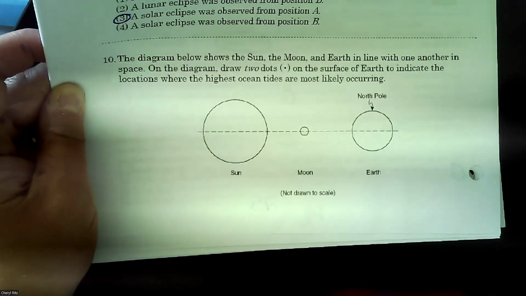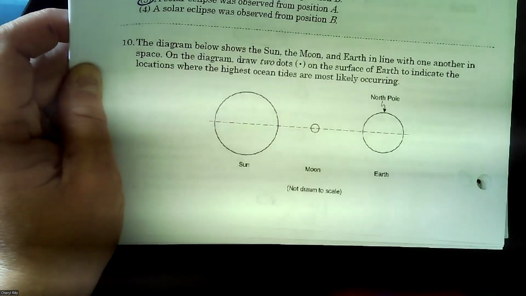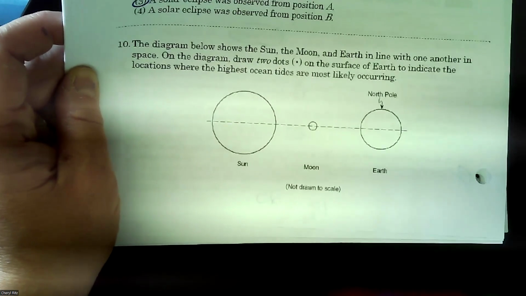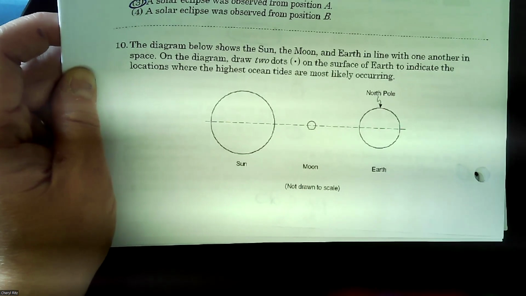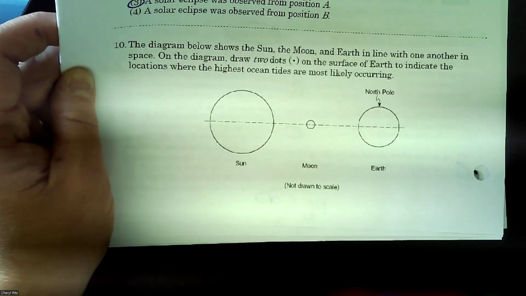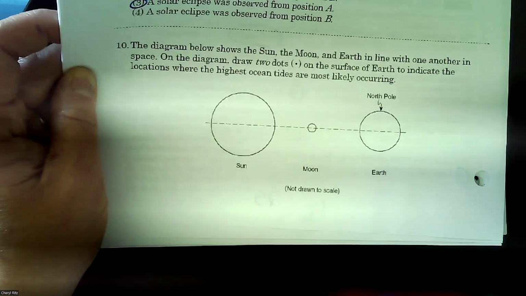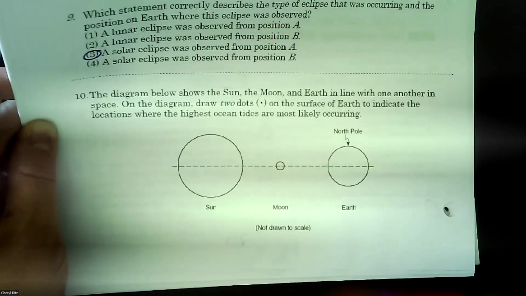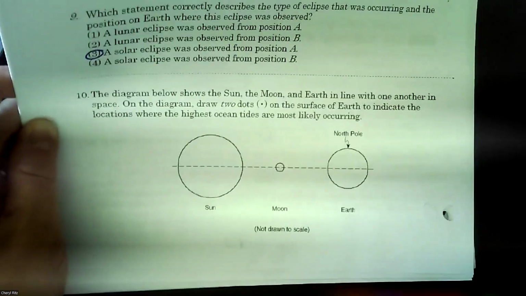Lottie skipped number 10 because it wasn't multiple choice. I was feeling nice today, so I still gave you credit even if you skipped it, but I shouldn't have. Where do the dots go to indicate high tide? Alex, how do you describe that? What? You don't know how to describe it? You can point to them, right?